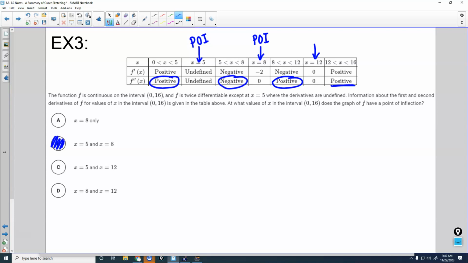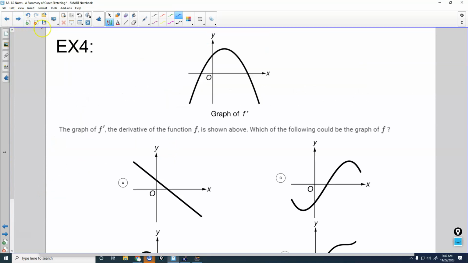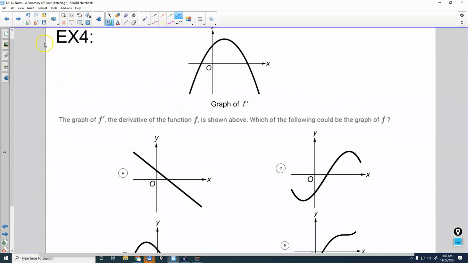And you don't need that information about the first derivative at all. It's there to distract you and make you think you should look at it also. All right, here is our next example.